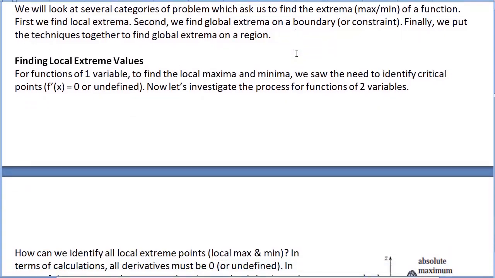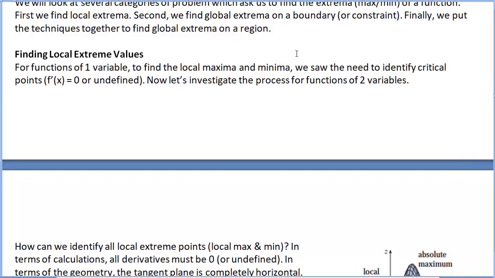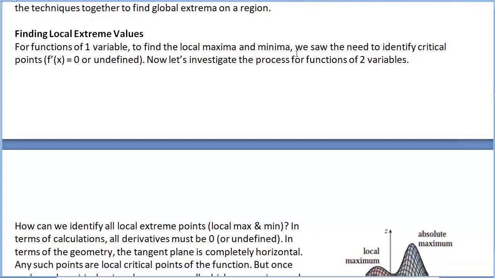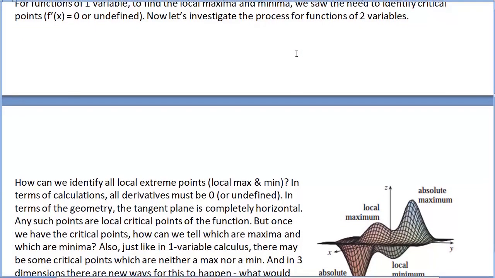So how can we find all the local extreme points? Once again, we require that the derivative must be 0. Now, as we've previously seen, there's more than just one derivative. So in order for all derivatives to be 0, that simply means that all the partial derivatives must be 0. And another way to interpret this geometrically is to say that the tangent plane must be horizontal.